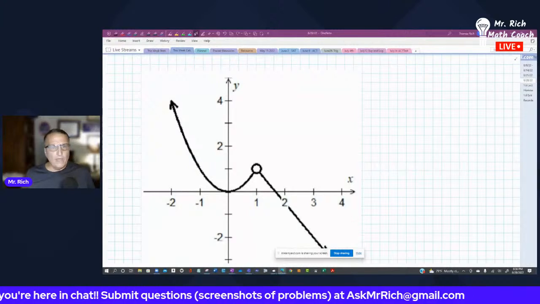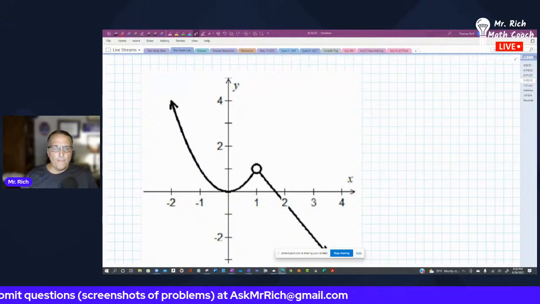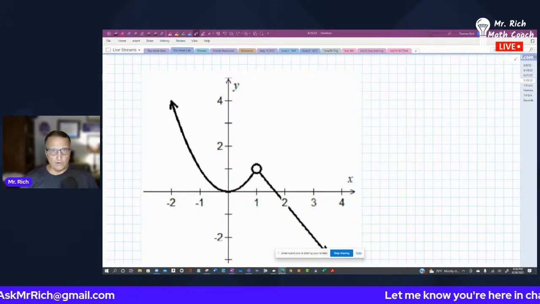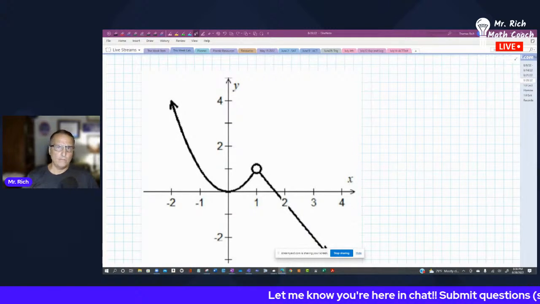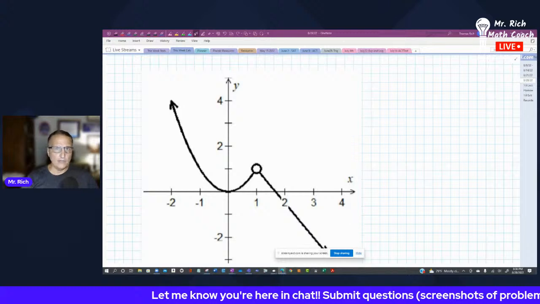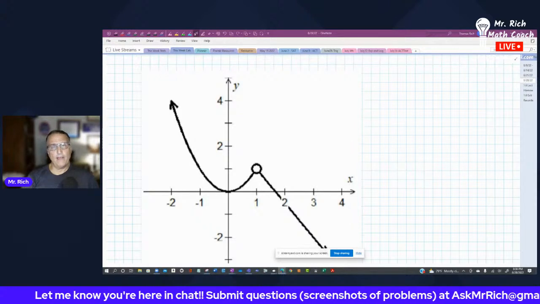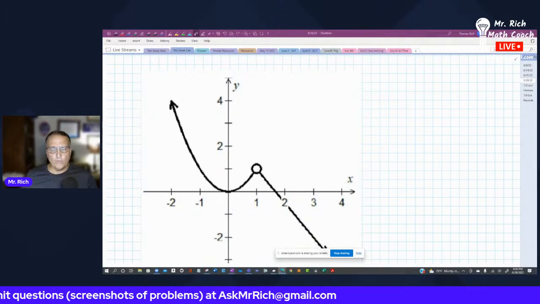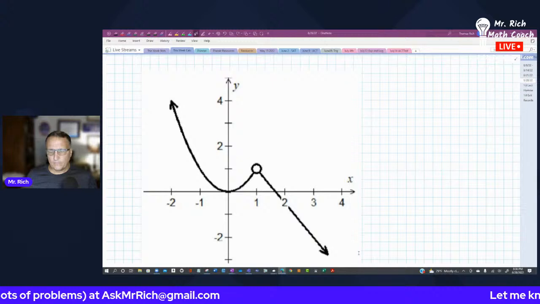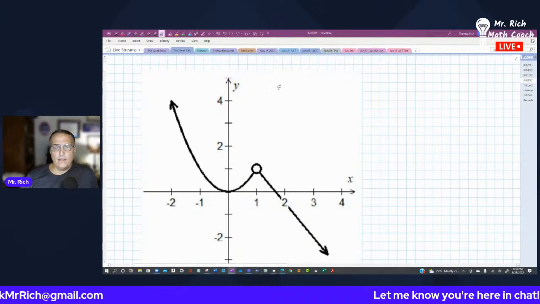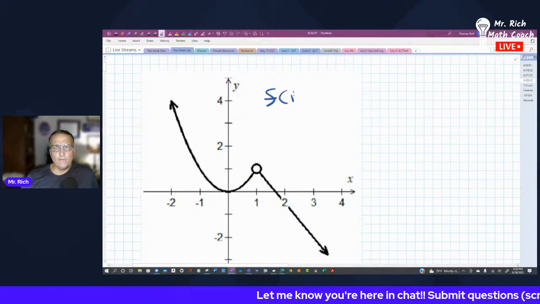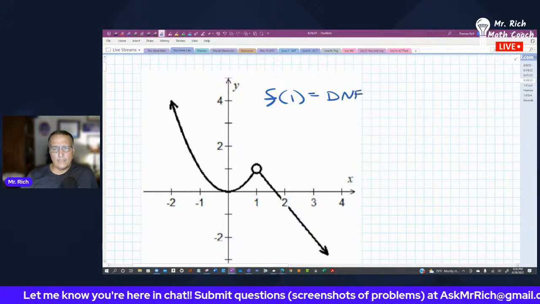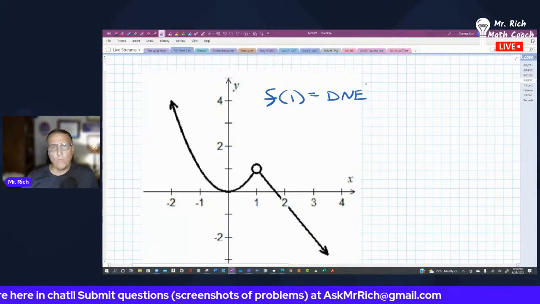Okay, very good. So here's what I want to do to start off. I want to take a look at some functions that are not continuous at a particular x value. And what I want us to do is to look at each one and determine what is the function at that particular value of x, and then what would the limit be at that x value. So here we have a removable discontinuity on this first function. And if we were to ask the question, what is f of 1? We would see that there is no y value, so we would give it a DNE. So the function does not exist at 1.